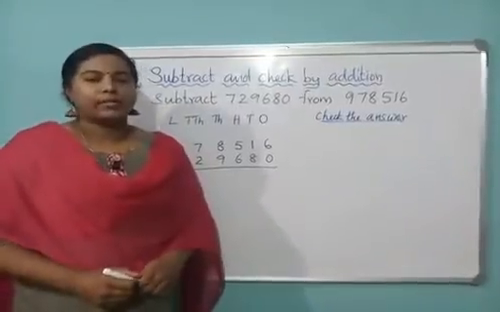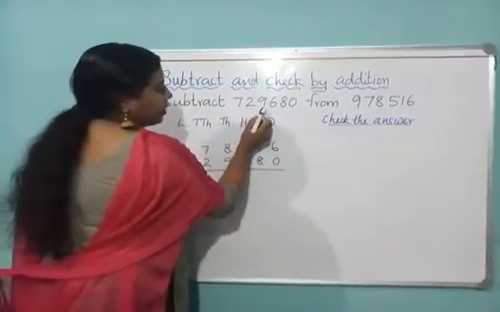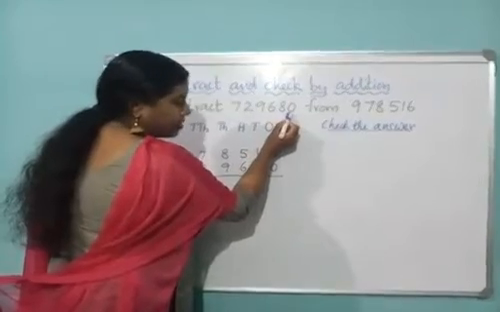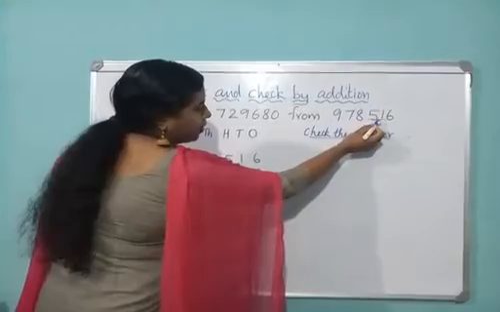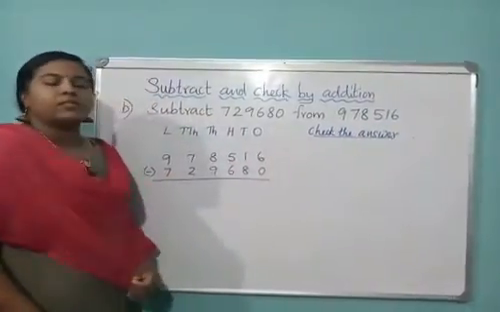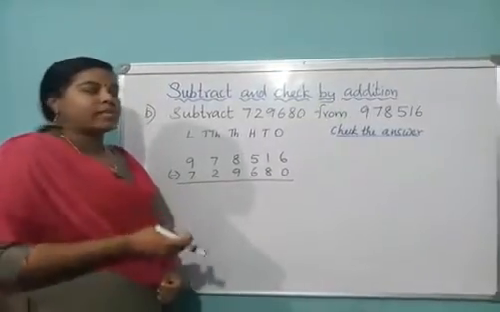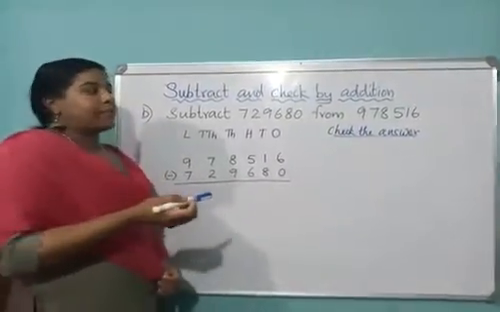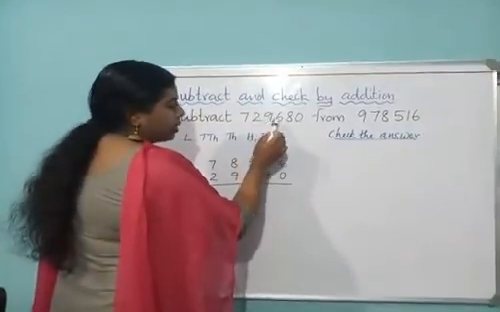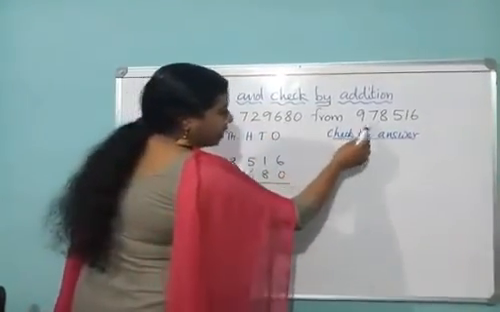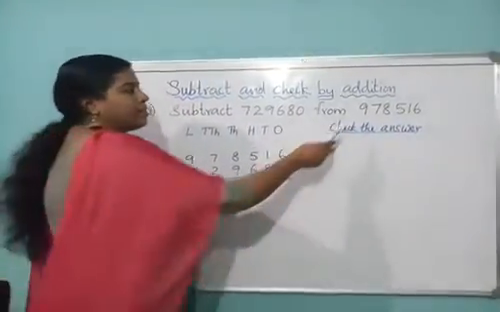Let's see one more example. Here, subtract 7,29,680 from 9,78,516. Children, always remember that while subtracting, we should always write the greater number on the top. Among 7,29,680 and 9,78,516, which is greater?